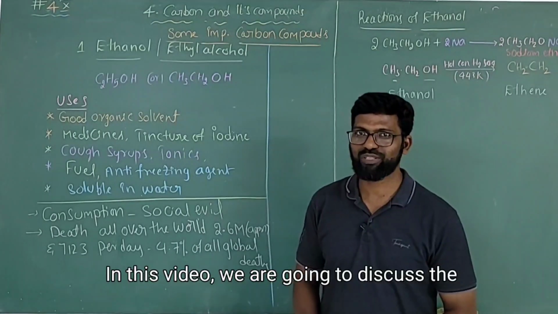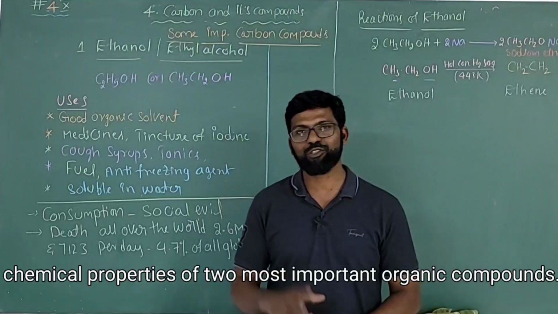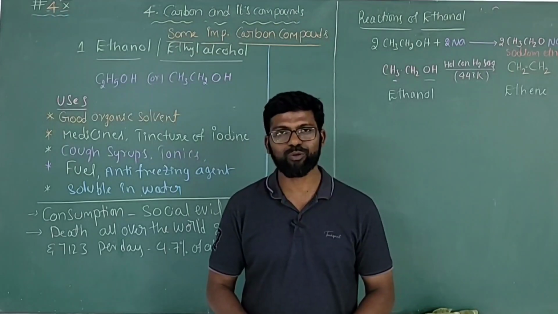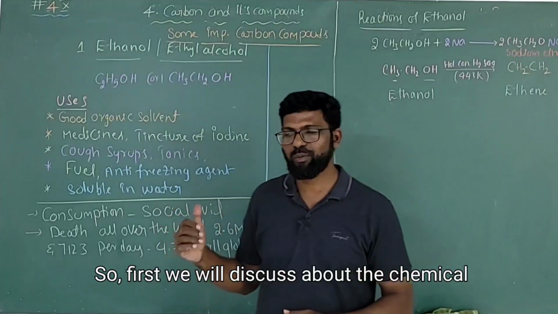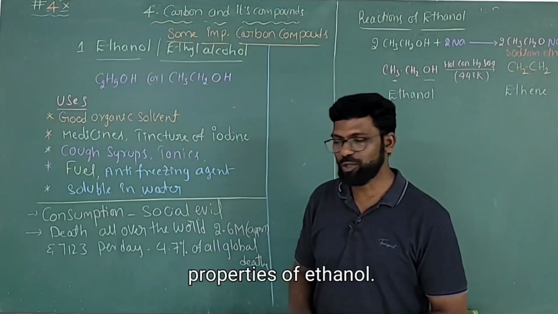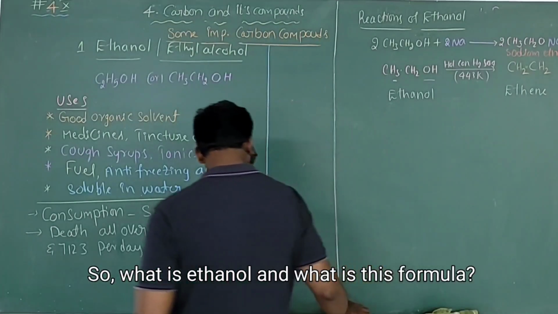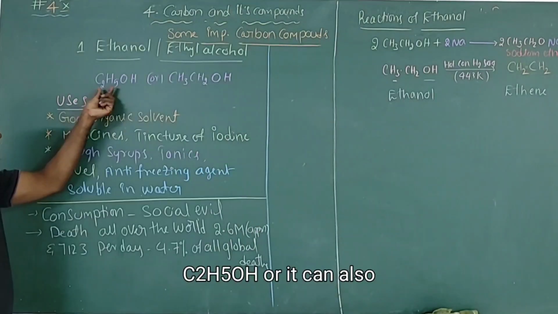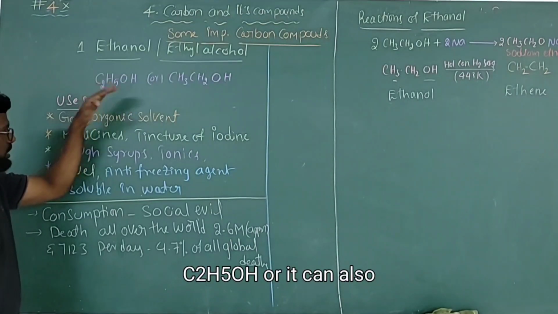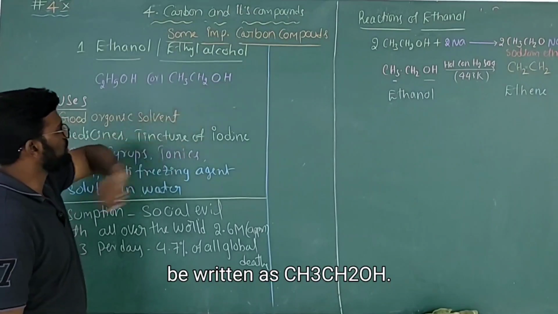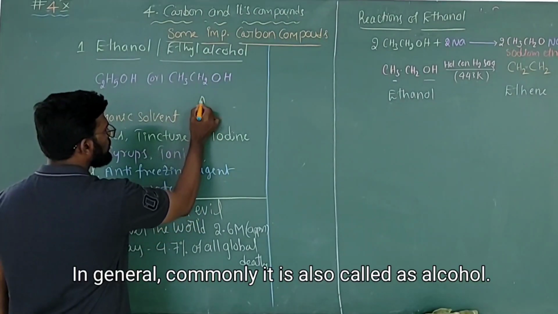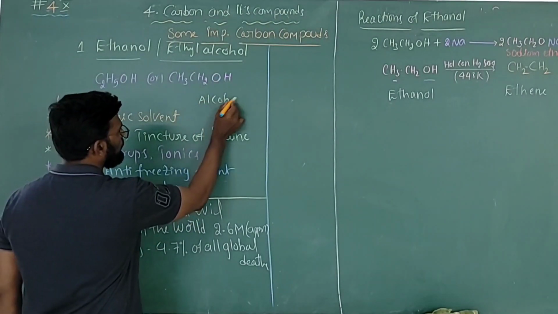In this video, we are going to discuss the chemical properties of two most important organic compounds. They are ethanol and ethanoic acid. First we will discuss the chemical properties of ethanol. So what is ethanol and what is its formula? C2H5OH, or it can also be written as CH3CH2OH. In general, it is commonly called alcohol.